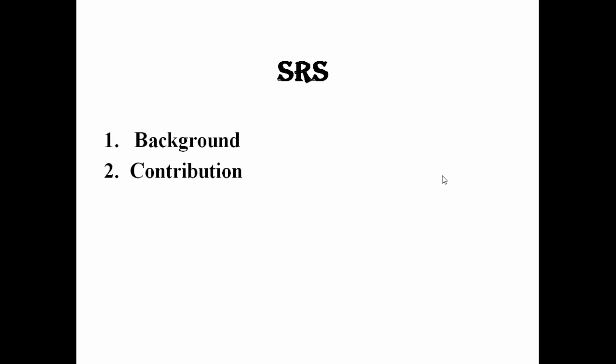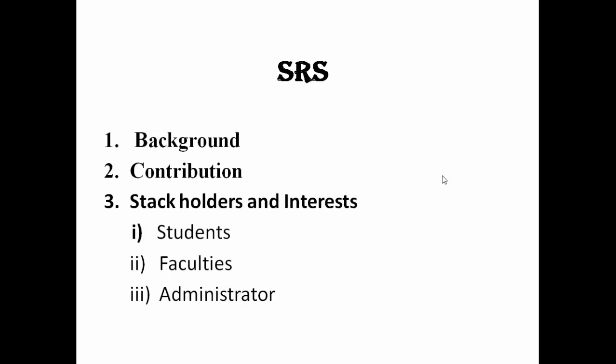All the students can now easily select the subjects to be studied for a particular semester. Student also can view their attendance online and get result at their fingertips. Third is stakeholders and interest. There are three kinds of stakeholders. First is student. Students are the main user of this SIS.